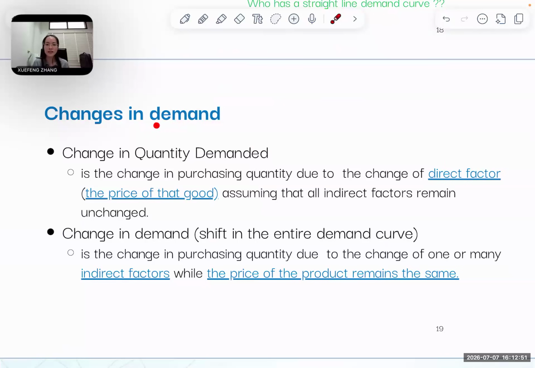This is the distinction students mix up most, so please pay attention here. Here we have change in quantity demanded, okay? This happens only because price changes, okay? Everything else stays the same. On a graph, this is a movement along the same curve.